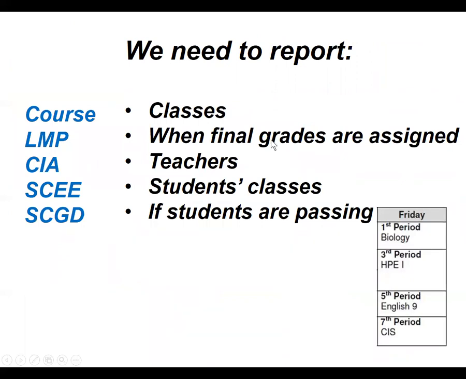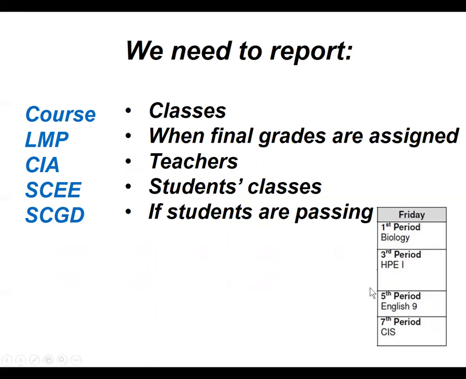The 4 templates that are required for the certification reporting are course, what are the classes at your school; location marking period, when do students get final grades; the course instructor assignment, which classes are teachers teaching; and student class entry, exit, that's all students in all of their different classes. And this fifth one here is due at the end of the year. The first four are due for May 12th, 2021.